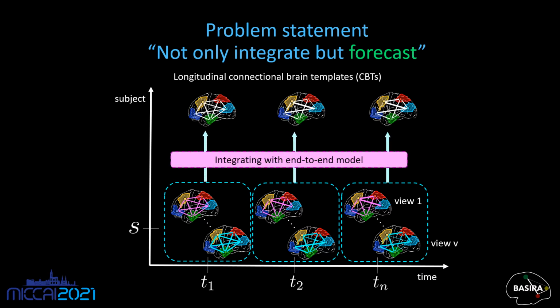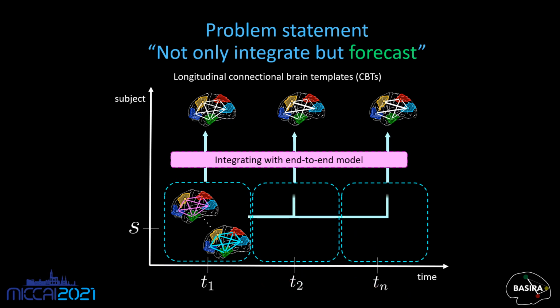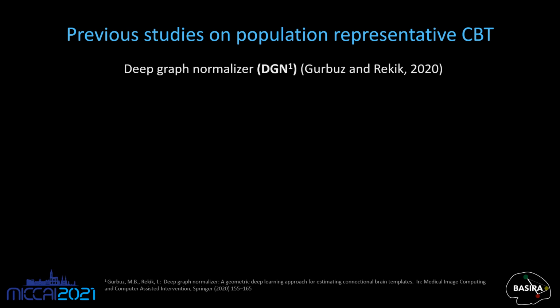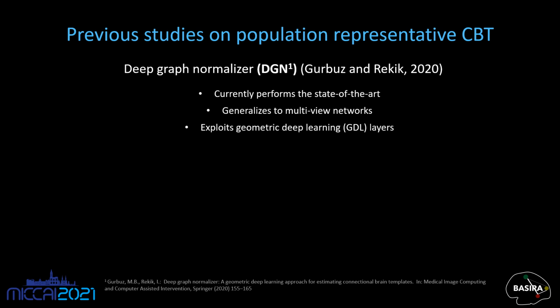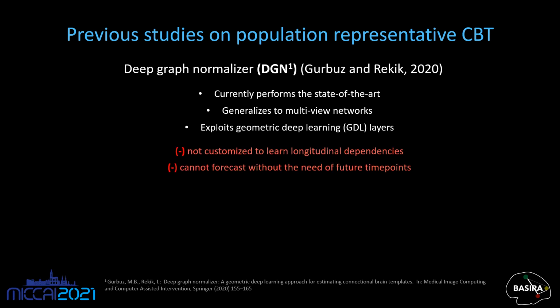But what if a model would forecast CBTs without the need of future time points? We could predict and compare the changes at population level. Therefore, we design a predictive integrator that forecasts CBTs at future time points. Currently, DGN presents the state-of-the-art method in the CBT estimation task. It generalizes to multigraphs and exploits geometric deep learning layers, but it is an end-to-end model that is not customized to learn longitudinal dependencies and forecast.